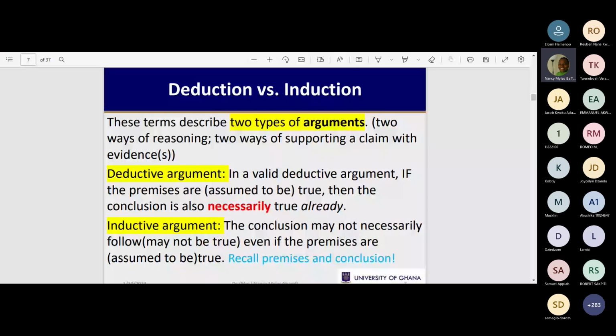These terms describe two ways of reasoning, two ways of supporting a claim with evidence. Deductive argument: the valid deductive argument. If premises are assumed to be true, then the conclusion is also necessarily true already. Inductive argument: the conclusion may not necessarily follow or may not be true, even if the premises are assumed to be true. Recall premises and conclusion.